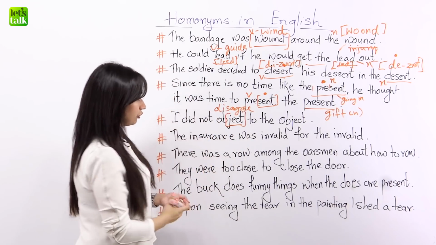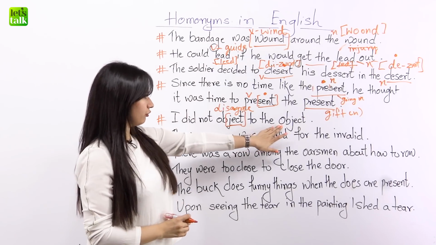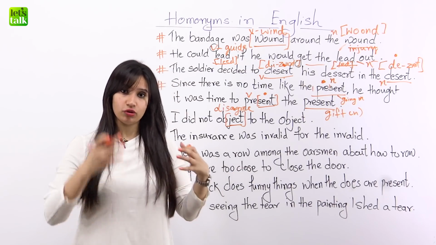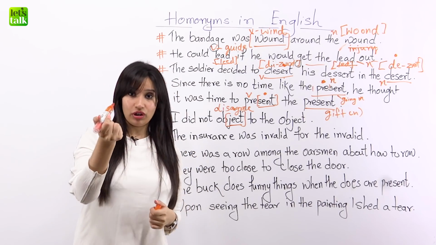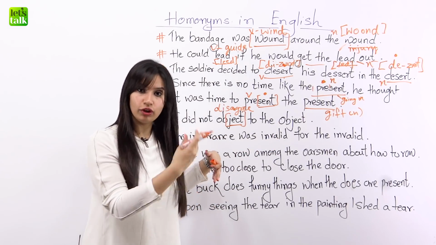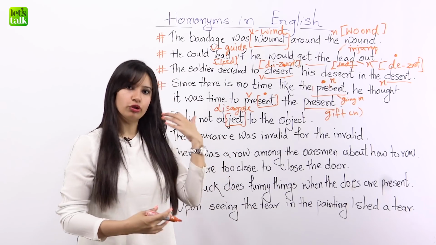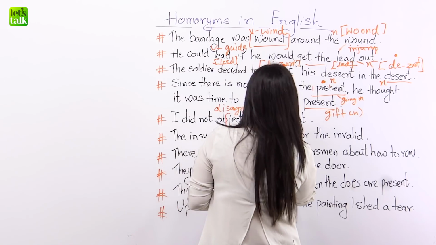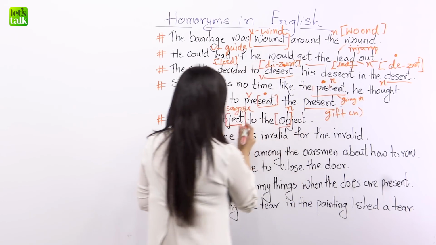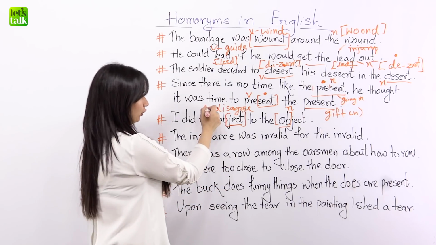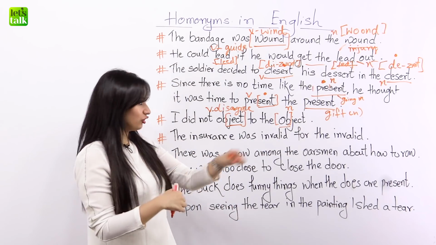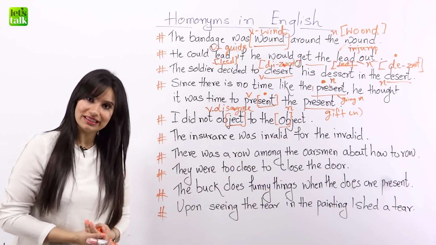Let's find out what I did not disagree with. I did not disagree, or I did not object to the object. So an object could be anything that you can see or touch, like a marker or a chair. If you do not object to an object, this means you are agreeing with it or you like it. To the object. This is a noun. So to disagree with something is obviously a verb, but an object that you can see or touch is a noun, and it's stressed on the first syllable.